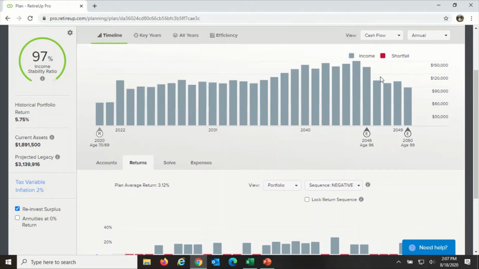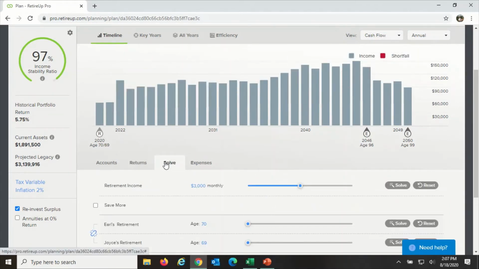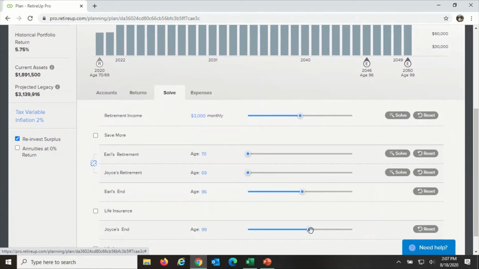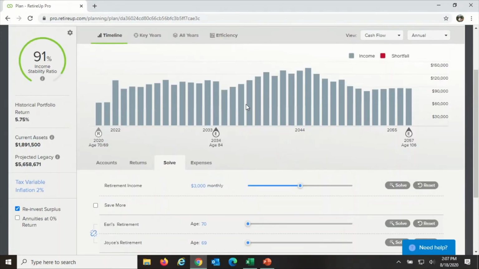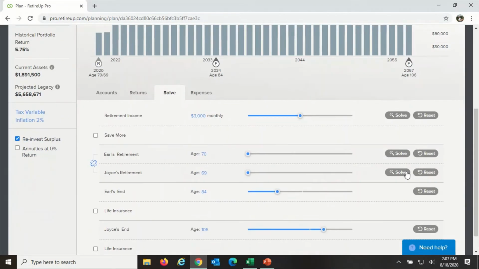But we can also throw in scenarios to say, what if one spouse lives much longer than the other, and one spouse predeceases the other much sooner than expected? We could see how that scenario plays out for the clients as well, just by using these slide rules below.